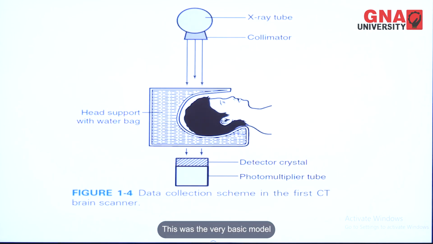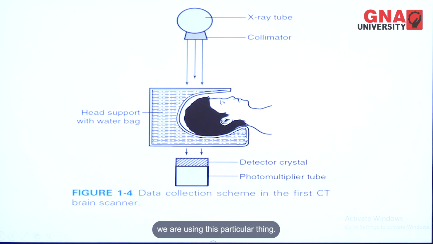This was the very basic model with which we were only able to acquire the image of the brain, and this was also known as the EMI scanner or CAT scanner. EMI stands for Electric and Musical Industries, because this was the company which first developed the first working model of CT. It's also known as CAT. CAT stands for Computed Axial Tomography, because in this generation we were only able to acquire and visualize the axial image only.